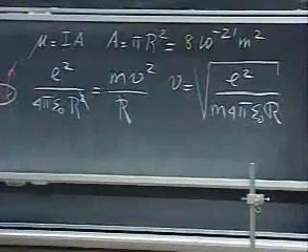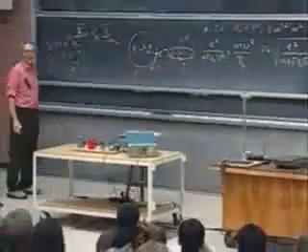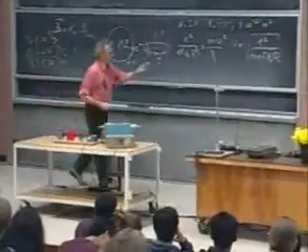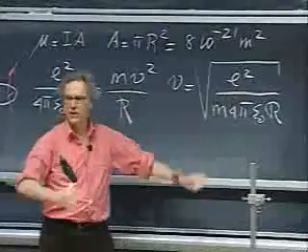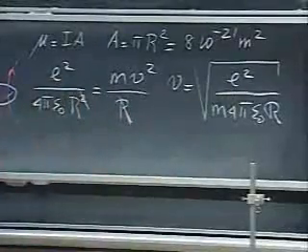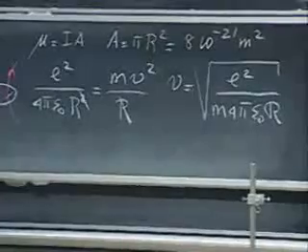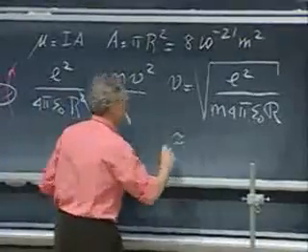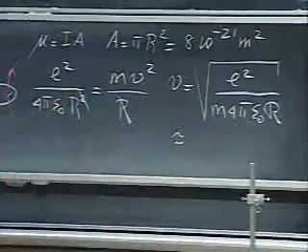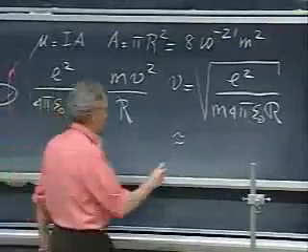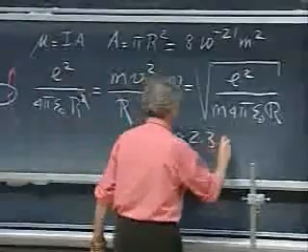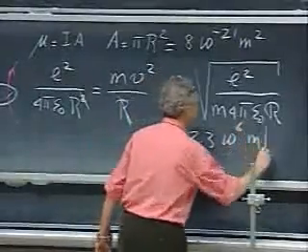I know what e is. I know what capital R is. I know what 4 pi epsilon 0 is. 1 over 4 pi epsilon 0 is the famous 9 times 10 to the power 9. And so I can calculate what v is. And if I stick in the numbers and if I did not make a mistake, then I find about 2.3 times 10 to the 6 meters per second.